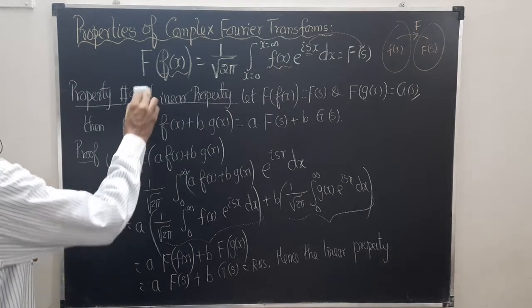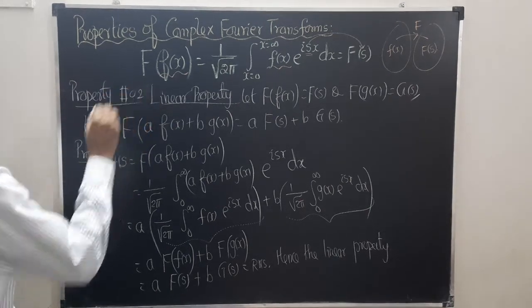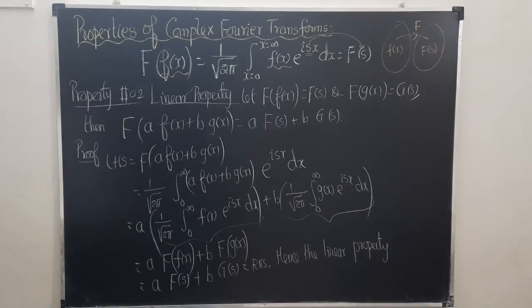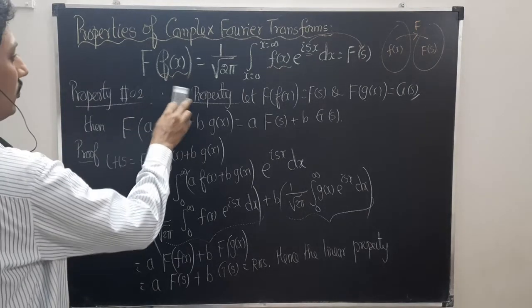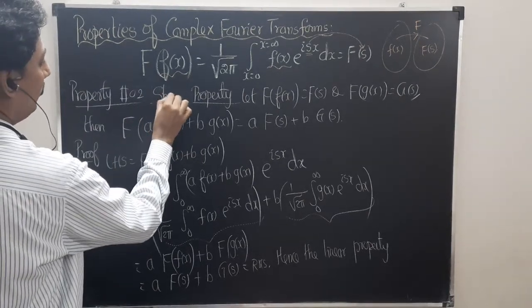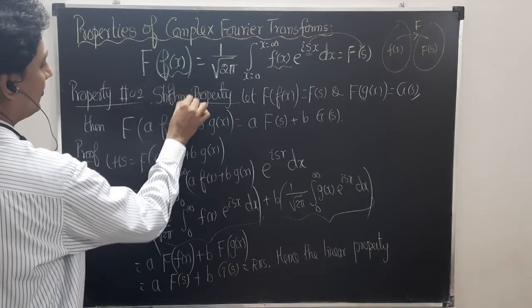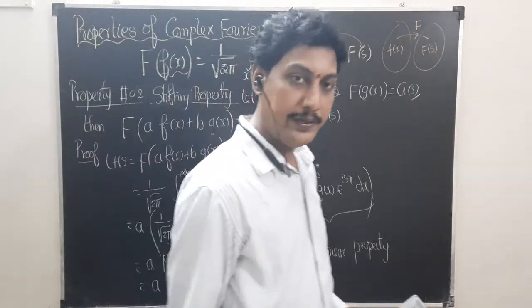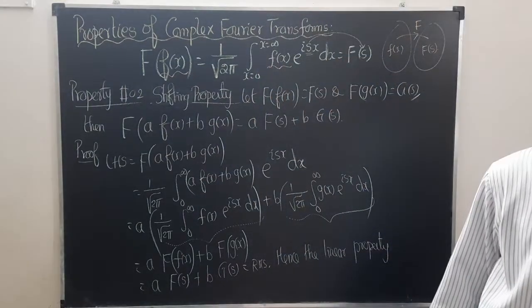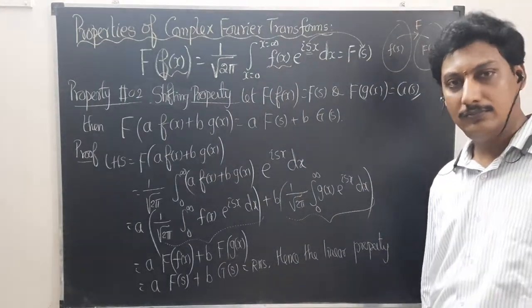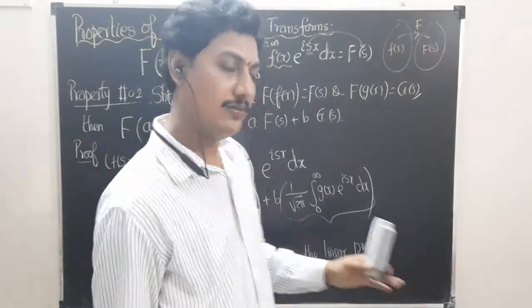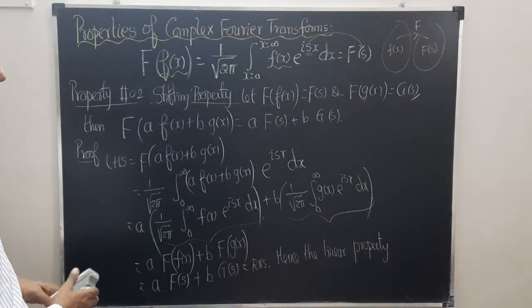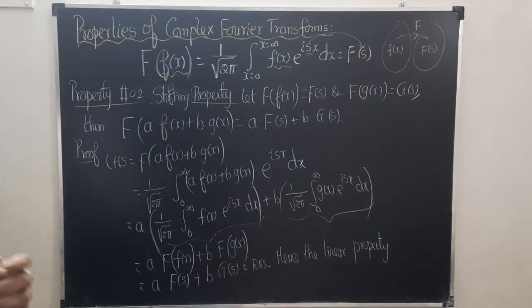The second one, property number 2, is called the shifting property. Even though you may come across some standard properties under the Laplace transform, like the linear property, shifting property, change of scale property, it is the same properties we are going to discuss under the Fourier transform aspect.